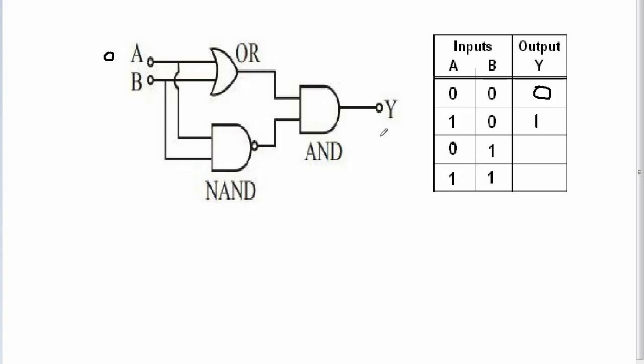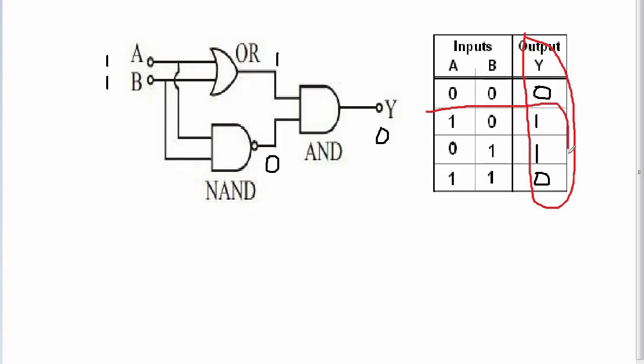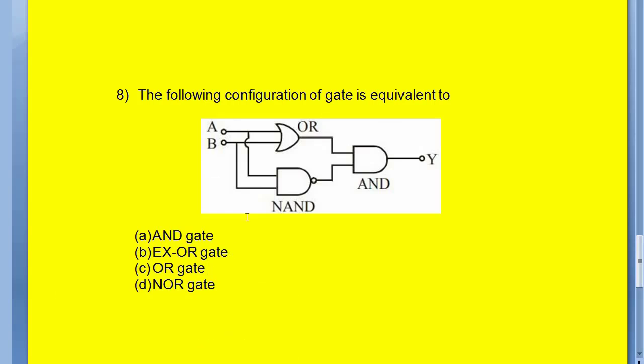Now we are interested in the last case. This is 1 1. When both are 1 1, this is 1, but the NAND output, when both the inputs are 1, becomes 0. So for the AND gate, if any input is 0, the output becomes 0. So this is what we get. Now you can check this output 0 1 1 0. This is for the XOR gate. The XOR gate output is high when an odd number of inputs are high. So this gate represents an XOR gate. So this combination represents the XOR gate. This is the answer.